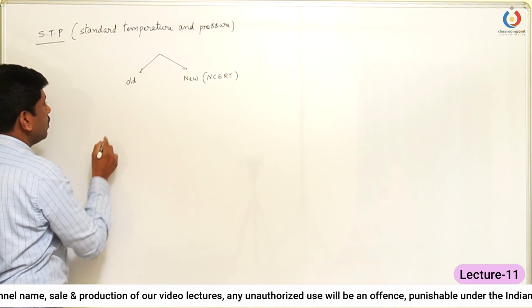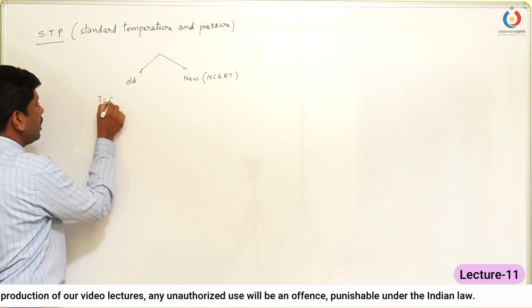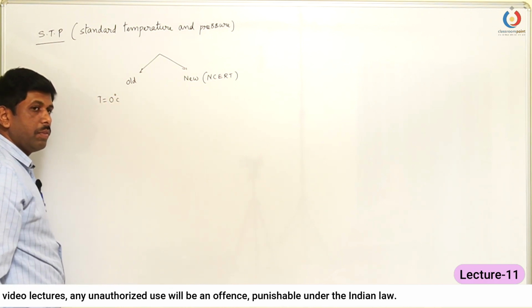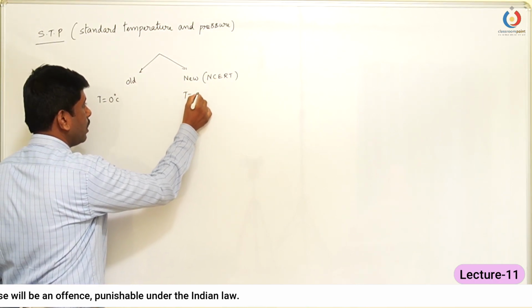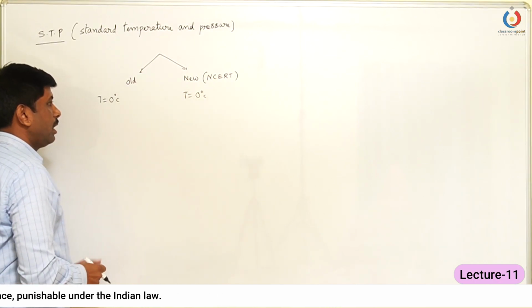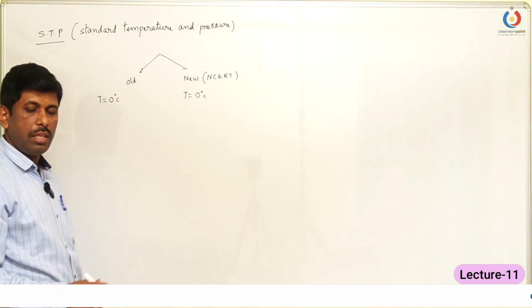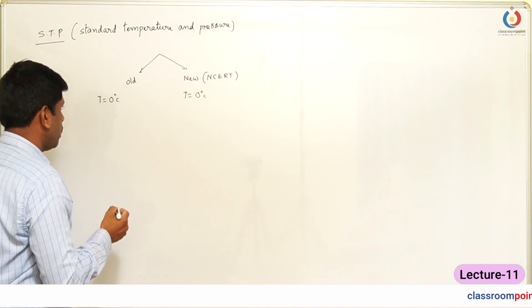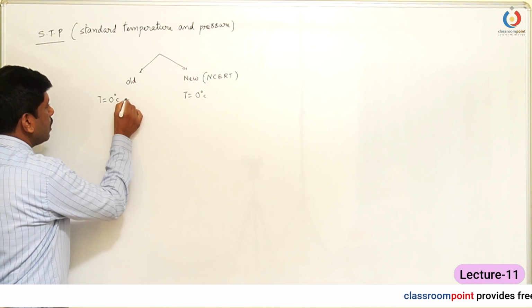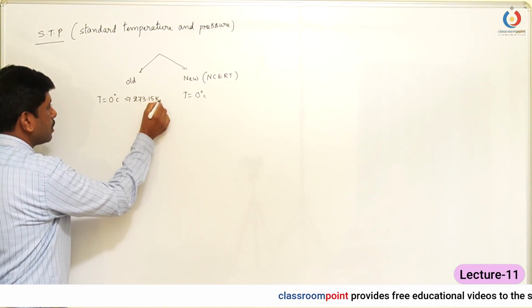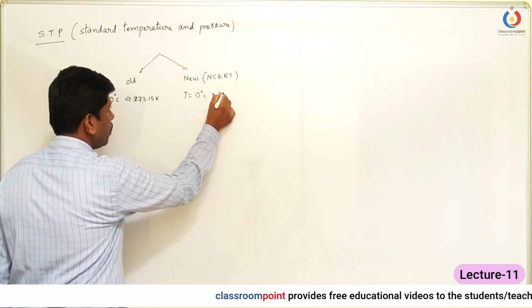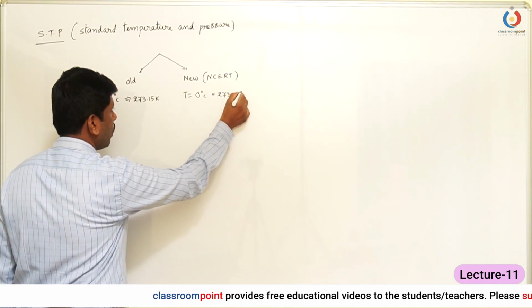Standard temperature. Temperature is always 0 degrees centigrade, that is the freezing point of water. In both cases, temperature is 0 degrees centigrade only. But 0 degrees centigrade is not the SI unit, so we have to convert this into kelvins. That equals 273.15 kelvins. Here also 273.15 kelvins.